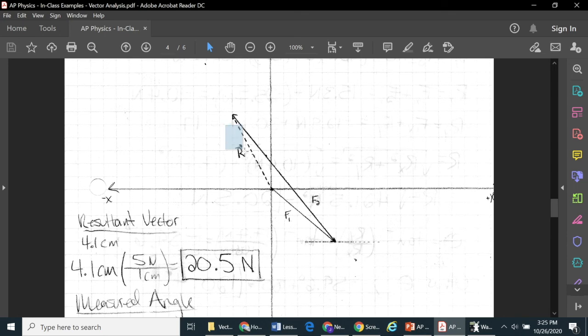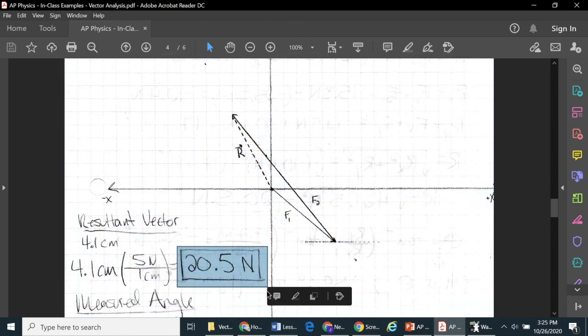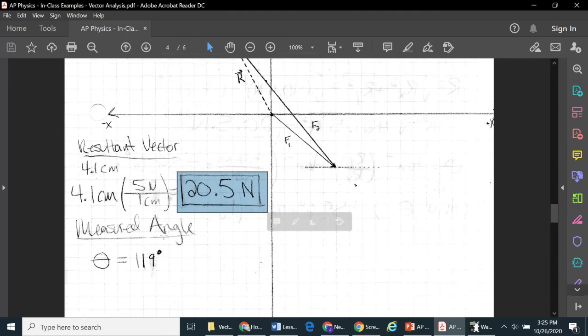And our resultant vector, notice when I measured it, I got 4.1 centimeters and then converted it. I got 20.5, right on the money. The angle here ended up being off by a little more, but close enough. The angle came out to 119 degrees. And so it's important to realize that while the graphical method is fine, the analytical method is much more reliable because it's giving you an answer with significantly less uncertainty.